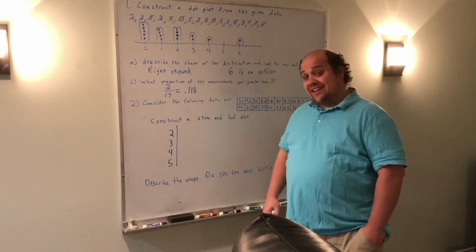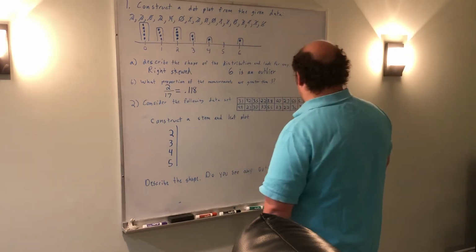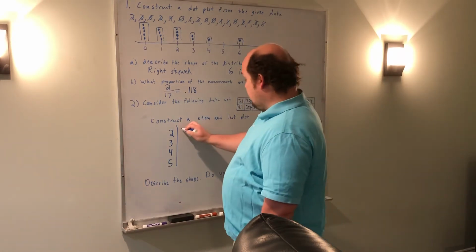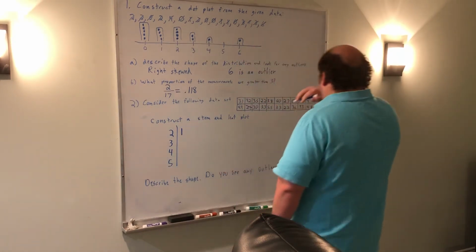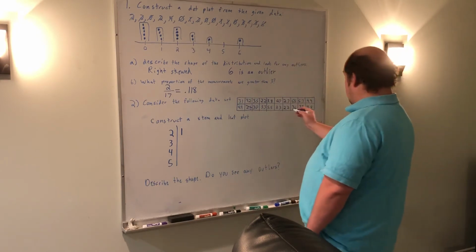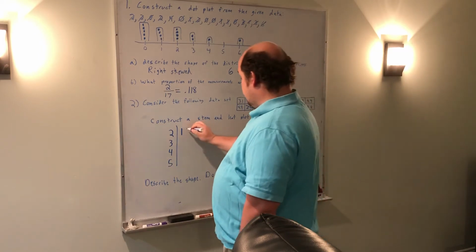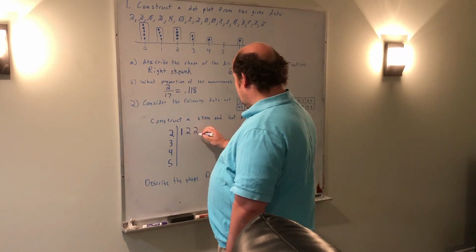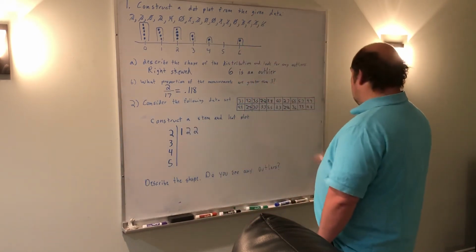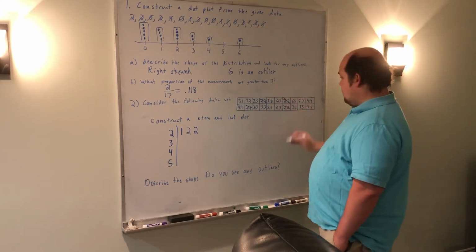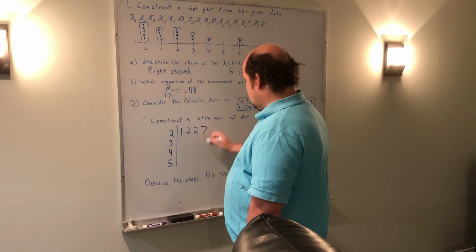I want to make sure the leaves are in ascending order, so I'm looking for the smallest first. Here's 2.1. I'm going to put a 1 next to this 2. Now I see that there's a 2.2 here and a 2.2 here. So I'm going to put 2, 2. Here I have 2.7. I think that's the only 2 remaining. So I'll put a 7 here.